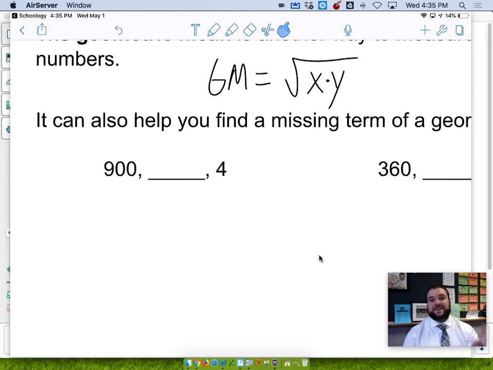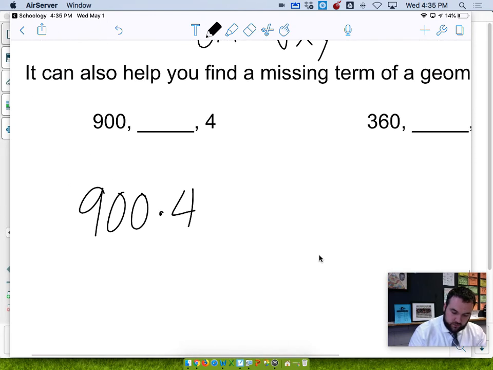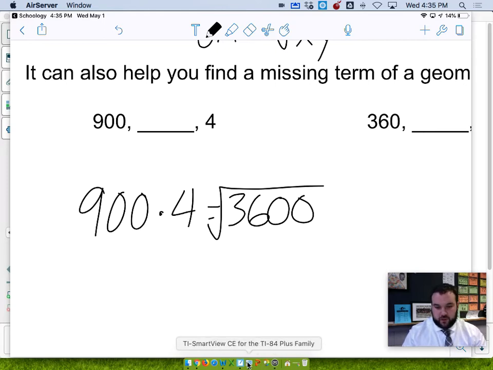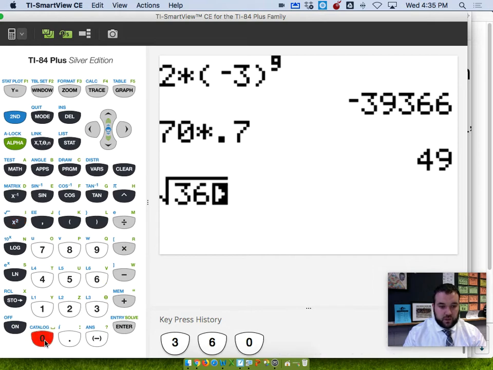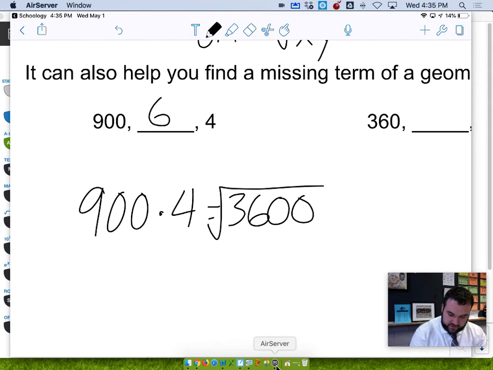If you know 900, blank, 4, and it's been established that this is a geometric sequence, then I'm going to find that missing number. I'm going to take 900 and multiply by 4, which is 3,600, and then I'm going to square root that value. If I square root 3,600 in the calculator, I will get 60. Now here's the kicker. The calculator tells me 60, that's great. The missing number is 60.